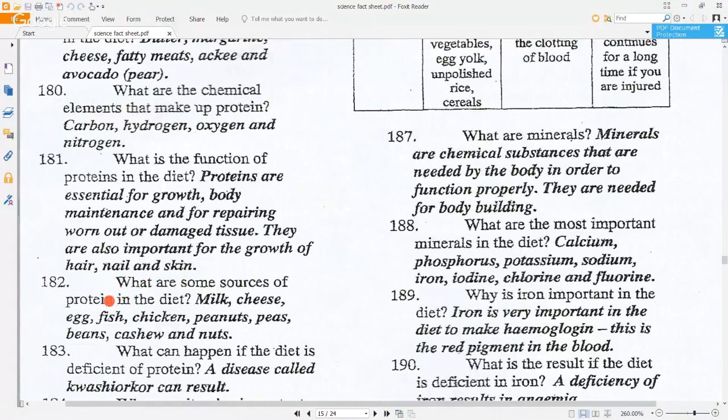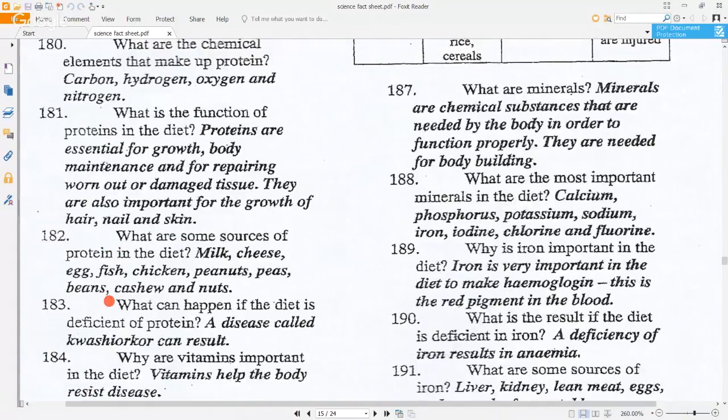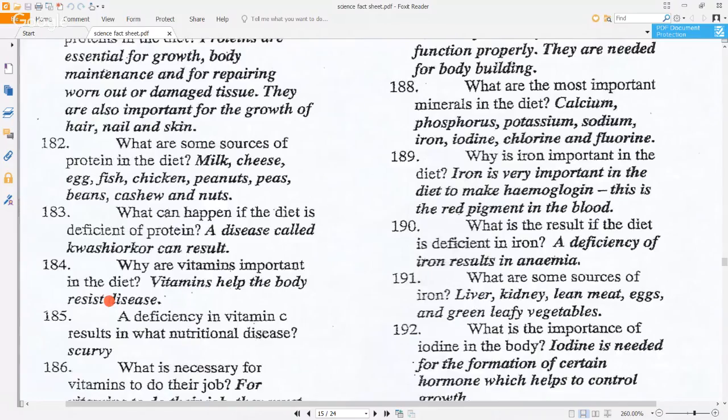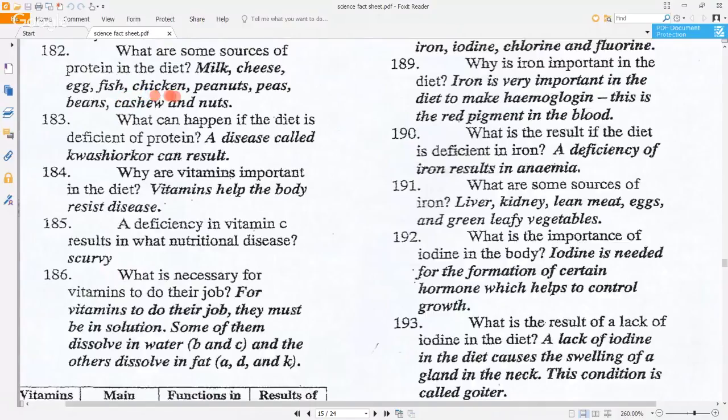What are some sources of protein in the diet? Milk, cheese, egg, fish, chicken, peanuts, peas, beans, cashew, and nuts. These are some of the sources of protein. So we have animal sources and we have plant sources. What happens if the diet is deficient of protein? Well, there's a disease called kwashiorkor that can result.